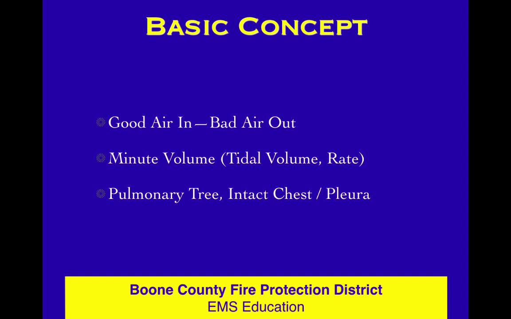The other basic concept is the pulmonary tree, and that you must have an intact chest and pleural system. If you think of the pulmonary tree, the respiratory system, with the trachea, the main bronchi, and then the various branching bronchi, they get smaller and smaller until eventually you have the alveoli at the end, the leaves on the tree. This whole thing looks like an upside down tree. The key concept is that we need to ventilate that whole tree, because oxygenation occurs at the leaves on the tree, not the trunk, not the trachea. We need to ventilate oxygen all the way down to the alveoli.